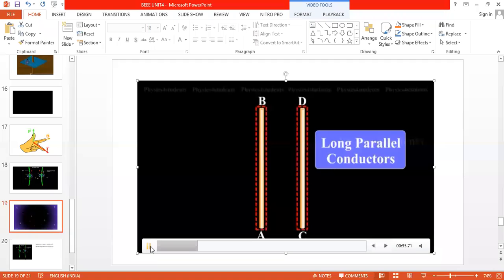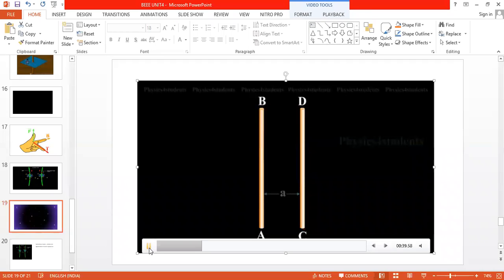Now you see how to explain. Let us consider two conductors. AB is the first conductor, CD is the second conductor. Okay. Now, first, imagine that current is only flowing through the conductor AB. Both are separated by distance a. Current flowing through conductor 1 is I1 and current flowing through conductor 2 is I2.